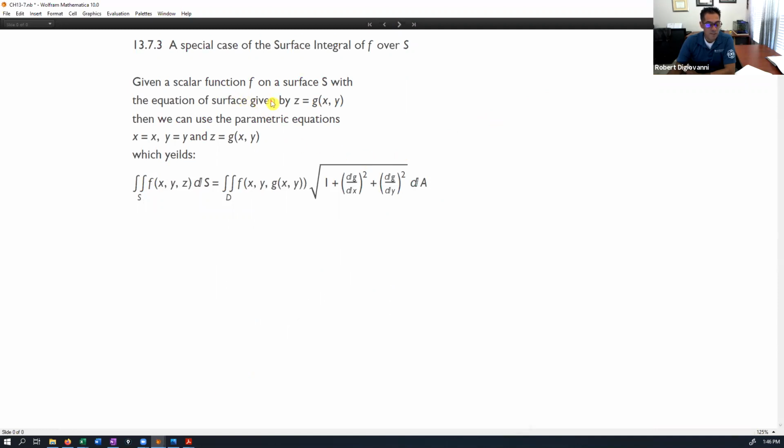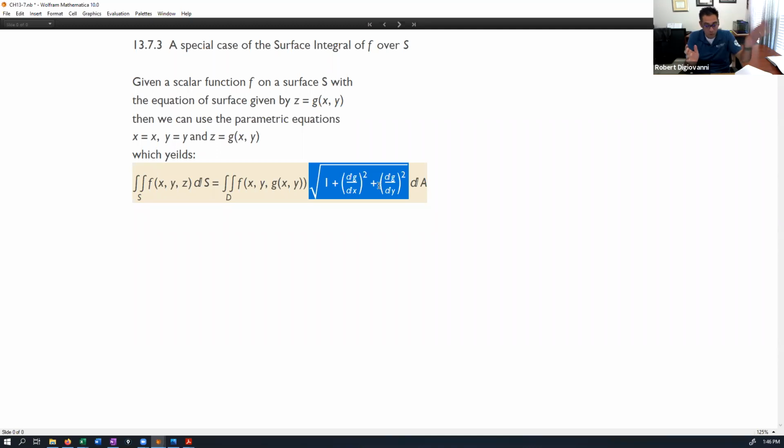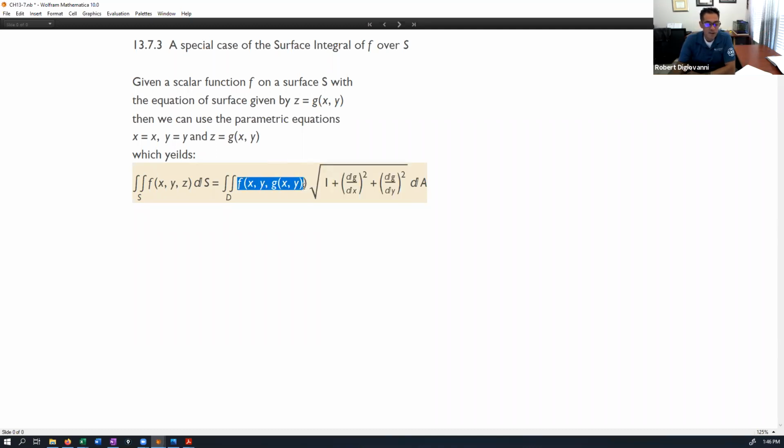If you have a special case where z is some function of x and y, and you're trying to do this again, then you're going to do the same thing. Does this look familiar? That's that magnitude of the cross product, the thing from the previous section. The only difference is in the beginning, you have to evaluate that scalar function at x, y, and then z gets replaced with the function of x and y. So this is a nice little shortcut.